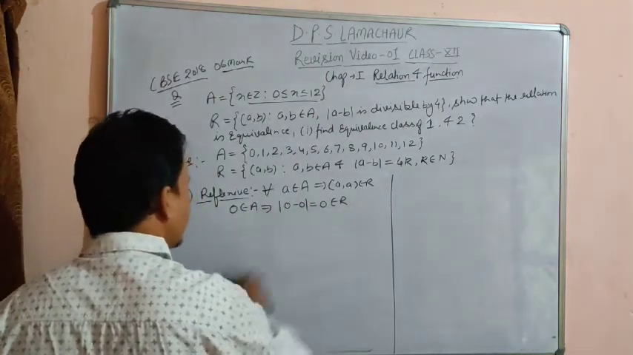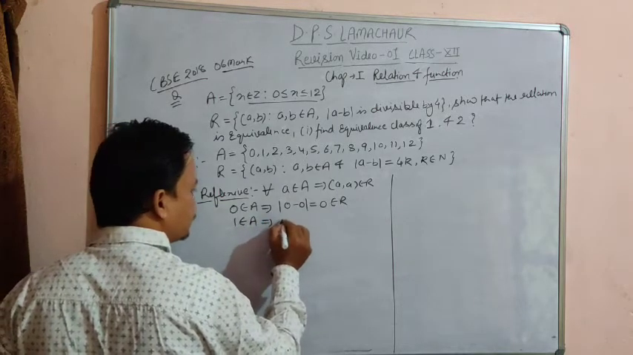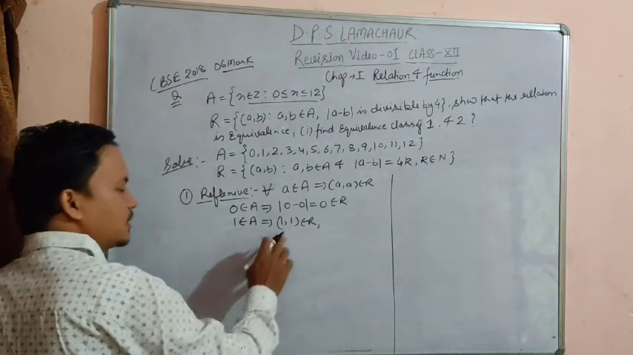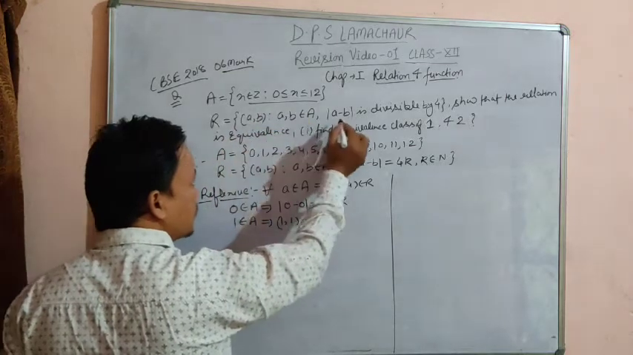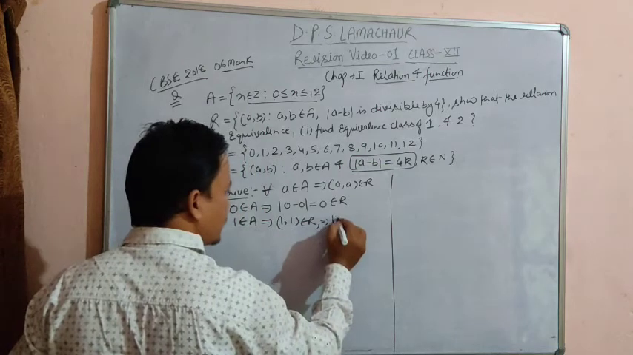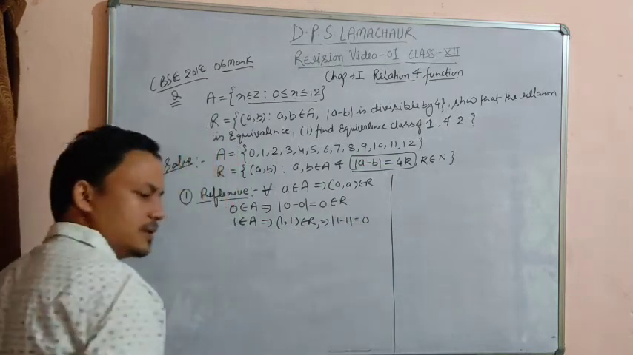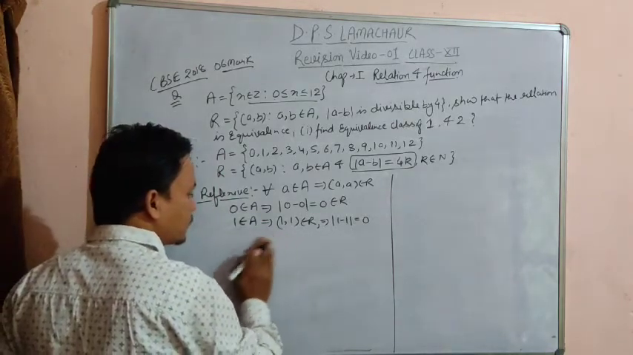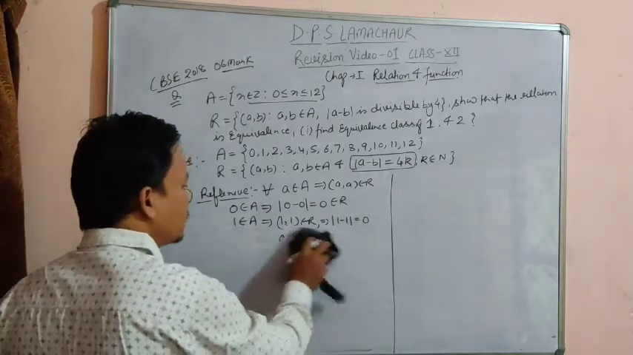Similarly we can say that 1 belongs to A implies (1, 1) belongs to R. Why am I telling you (1, 1) belongs to R? Because it is following the relation given here. Check how: mod of 1 minus 1 is 0, and 0 is a multiple of each and every number. I just told you that 0 is a multiple of everything, 0 into 4 is 0, again the same condition. So you can check all the elements.